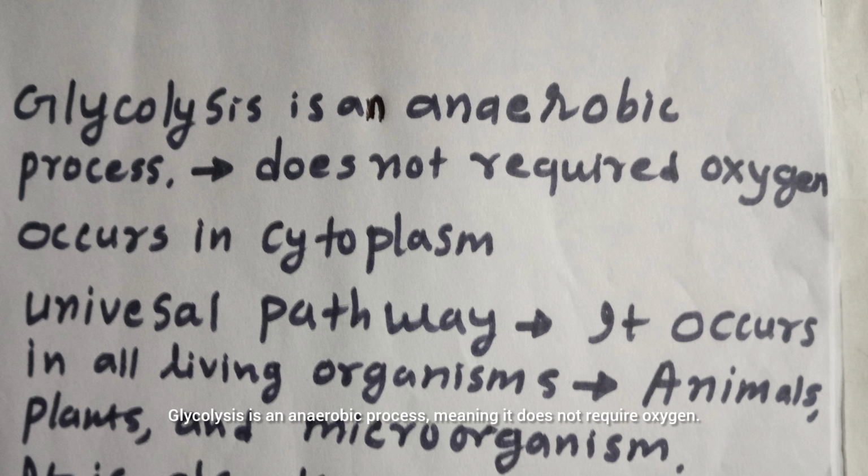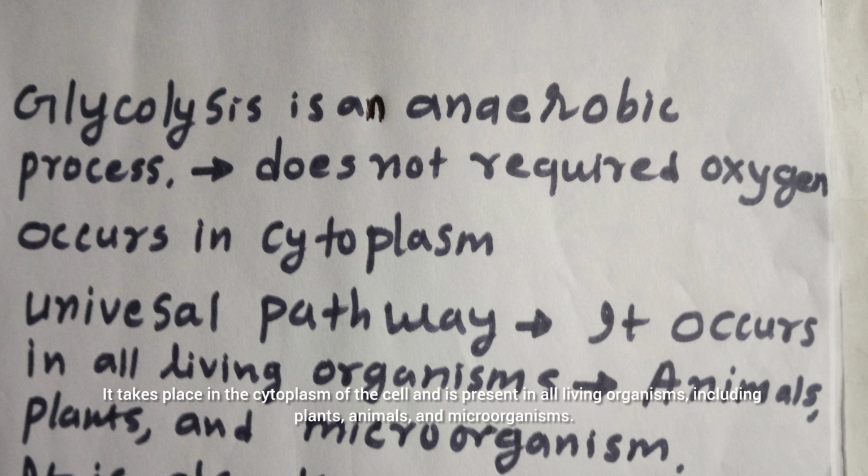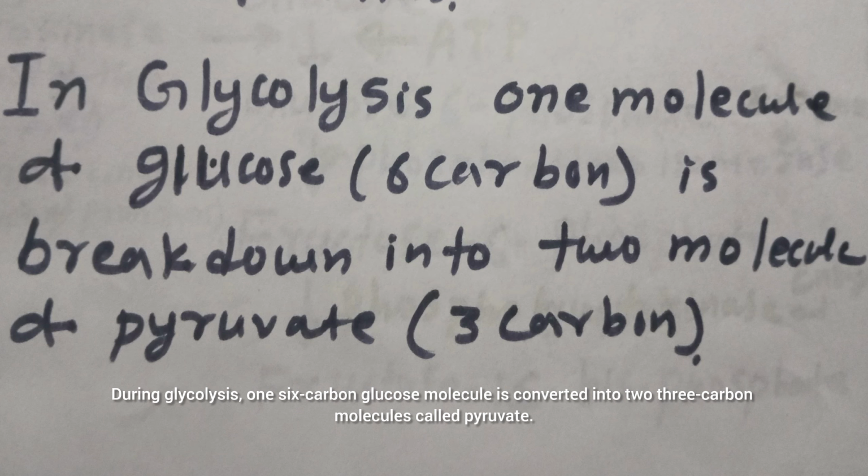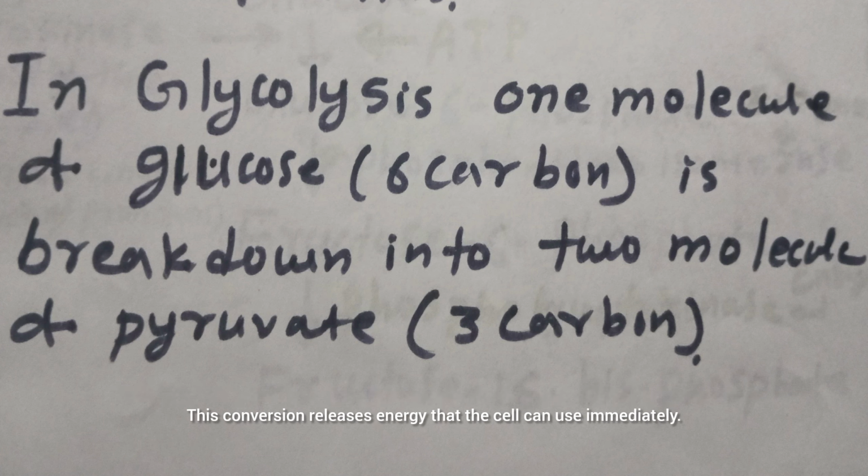Glycolysis is an anaerobic process, meaning it does not require oxygen. It takes place in the cytoplasm of the cell and is present in all living organisms, including plants, animals, and microorganisms. Because of this, glycolysis is considered one of the most ancient and fundamental metabolic pathways in biology. During glycolysis, one 6-carbon glucose molecule is converted into two 3-carbon molecules called pyruvate. This conversion releases energy that the cell can use immediately.